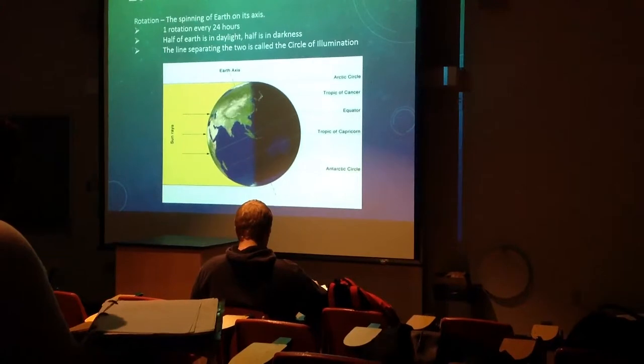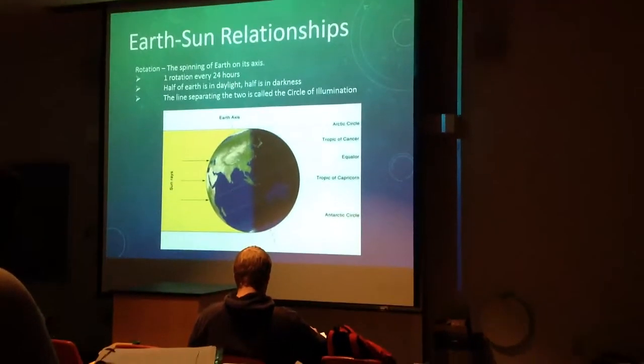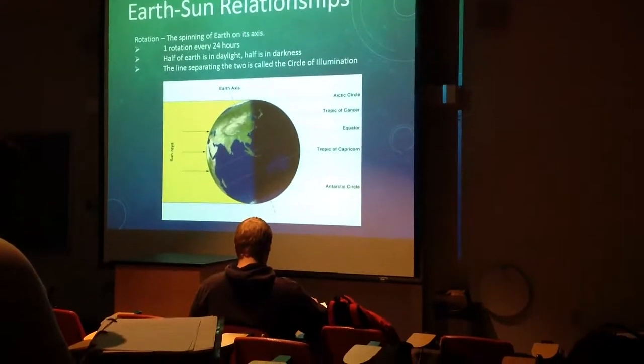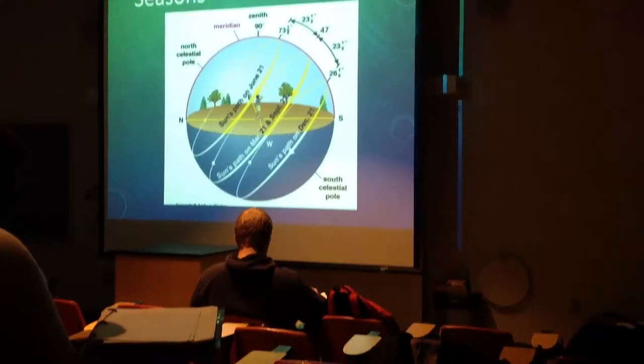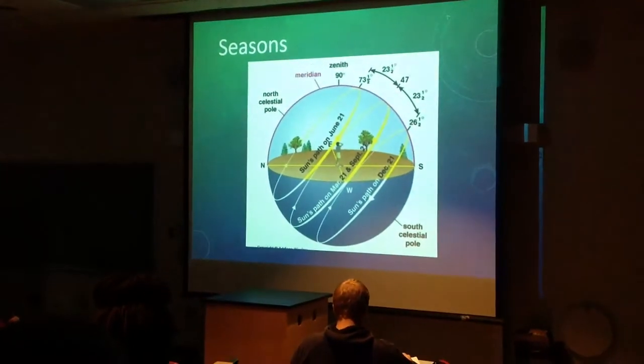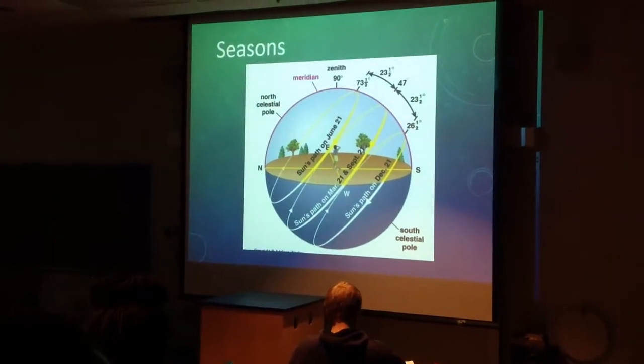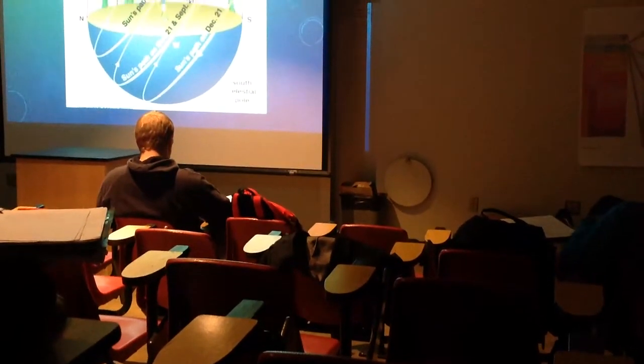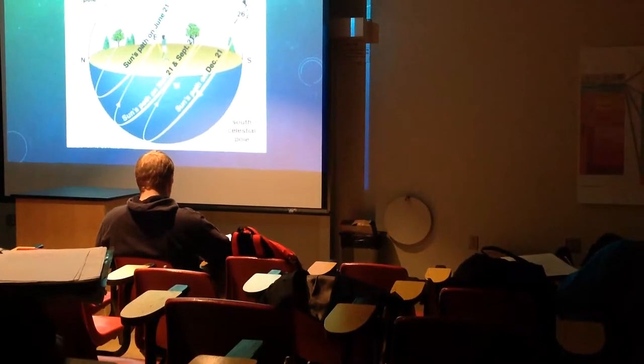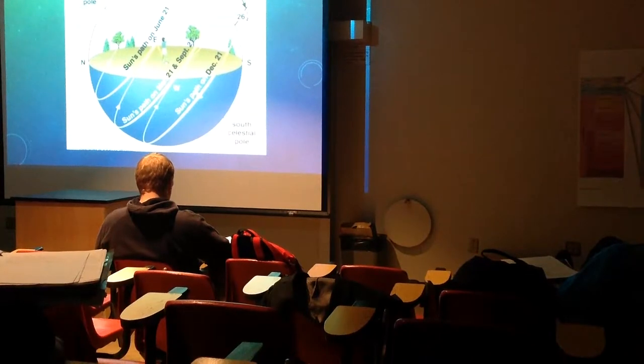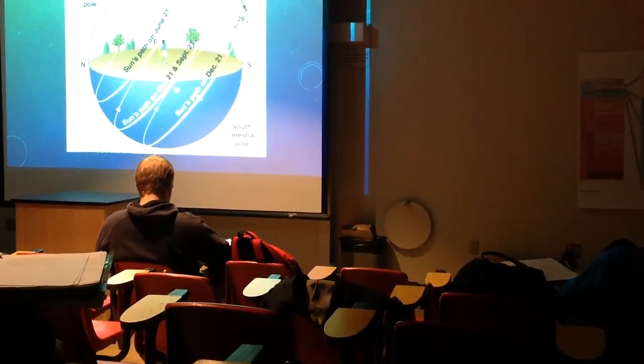Okay? So we have seasons. What are seasons? Different times of year. But what causes seasons? There's axes. Earth's axis. How it tilts. That's what we're looking for. The tilt of the Earth is what causes the seasons.